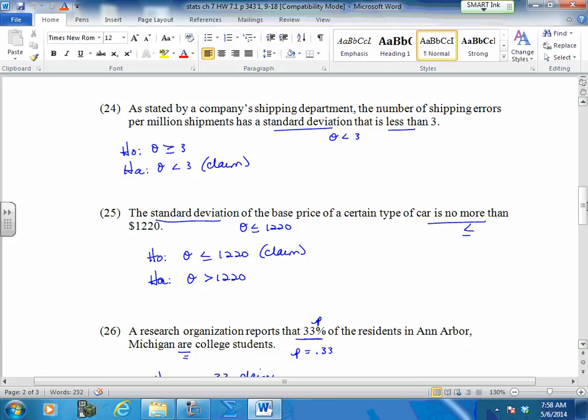Standard deviation of the base price, again, that's your little sigma, is no more than. No more than means less than or equal to. If you had no more than $10 in your pocket, you can have all the way up to 10, right? You can't have more than that. So less than or equal to. That's your claim. And your complement is the opposite.